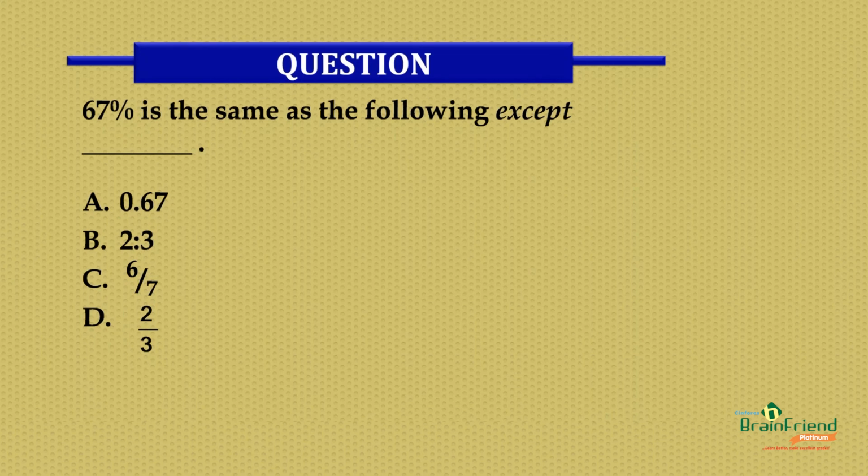The second question says 67% is the same as the following except dash. Option A, 0.67. Option B, 2 ratio 3. Option C, 6 over 7. Or option D, 2 over 3. The answer to this question is option C, 6/7.